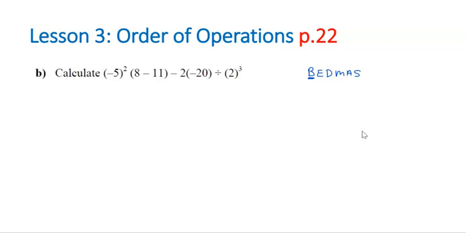Now remember, you're doing when you see an operation in brackets. We have a lot of brackets here that are just holding in signs. The only one that is really a bracket is right here, 8 minus 11. So that's the one that we're going to do first.